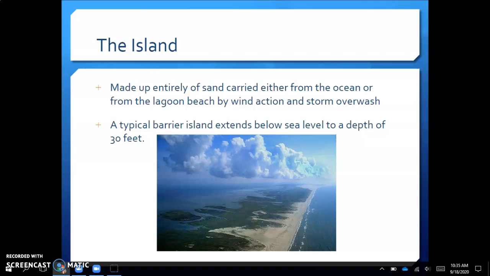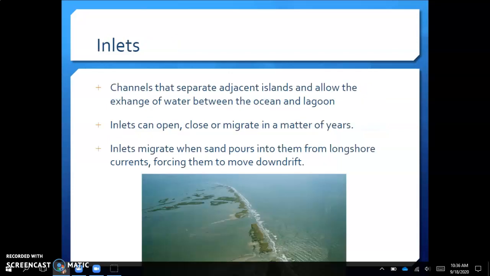And a typical barrier island actually extends below sea level to a depth of about 30 feet. So it's important to understand that these barrier islands are pretty much composed mostly of sand and only sand. So this is not like the mainland coast that is like continental crust. This is an island that's made of sand, which can be a little bit detrimental when you start talking about building on barrier islands, and we'll talk about that in just a little bit.